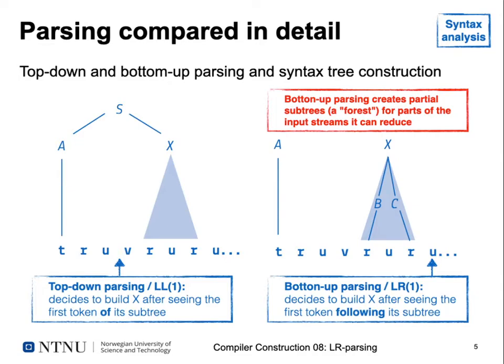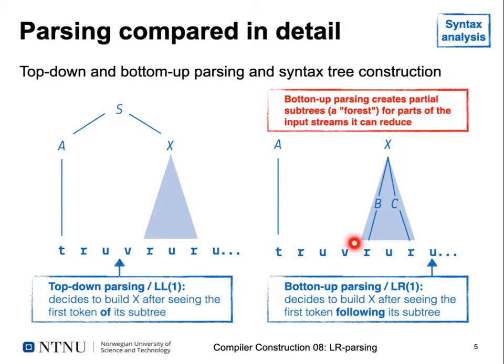So if we compare top-down and bottom-up parsing and the related syntax tree construction, top-down parsing, or LL(1), decides to build a part of your syntax tree, a node of your syntax tree called X, after seeing the first token of its subtree here, and then it tries to decide, can we actually find some rule that generates a sequence starting with this token, whereas bottom-up parsing does it the other way around.